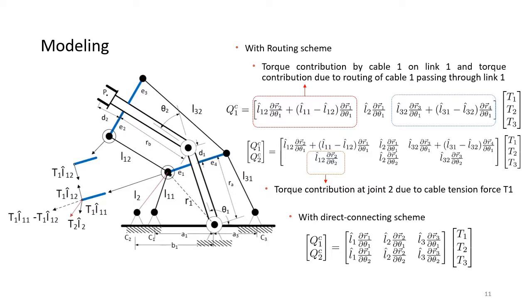Here L12 denotes the second segment of cable 1, which is the vector from the attachment point on link 2 till link 1. The joint torque contribution due to cable 1 on joint 1 is given as the combination of two terms, where the first term signifies the torque contribution by cable 1 on link 1 and the second term gives the torque contributed due to the routing of cable 1 that is passing through link 1.